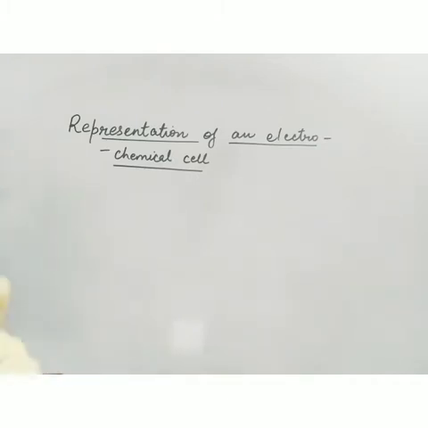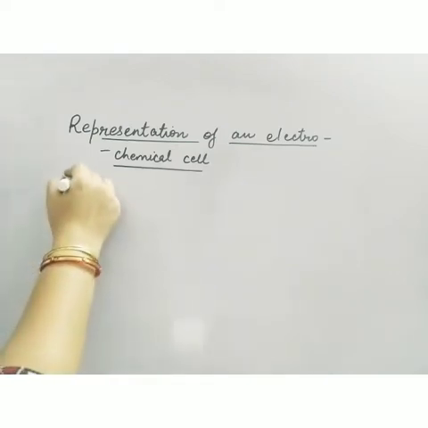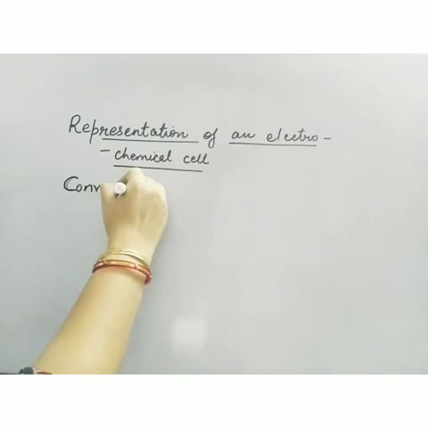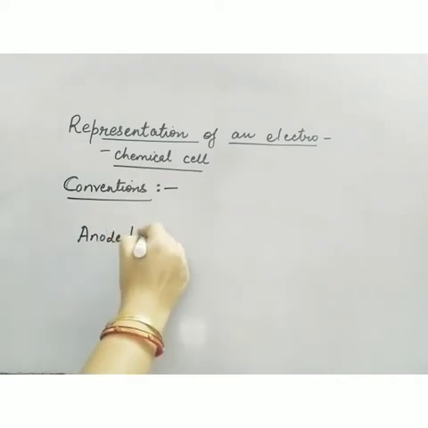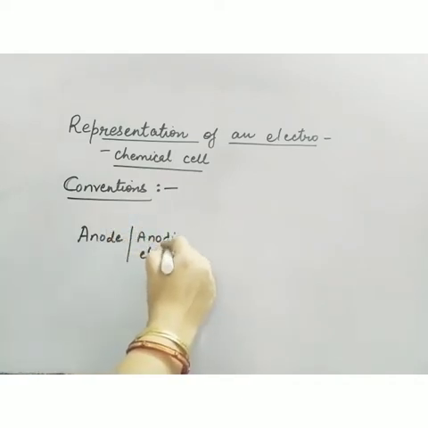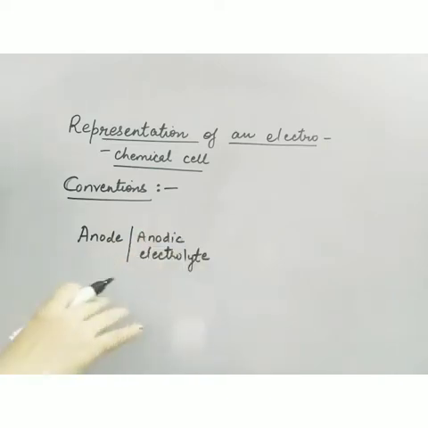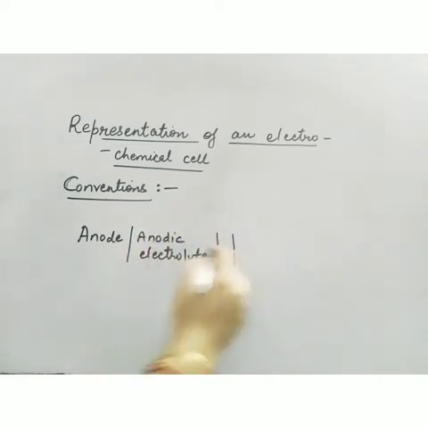Now, how to represent the electrochemical cell on paper? We can have different types of electrochemical cells by taking different anode and cathode. So, how to represent in the short form on paper? What are the conventions? The following conventions we use in representing the electrochemical cell on paper: first we write the anode, then the anodic electrolyte. Anodic electrolyte means the solution in which your anode is dipped. Then two parallel lines like this. Now this indicates the salt bridge.